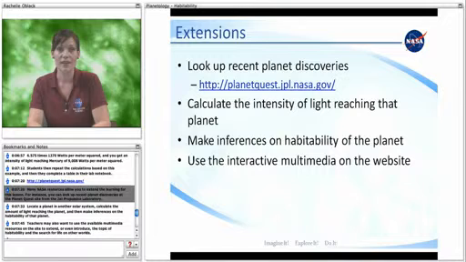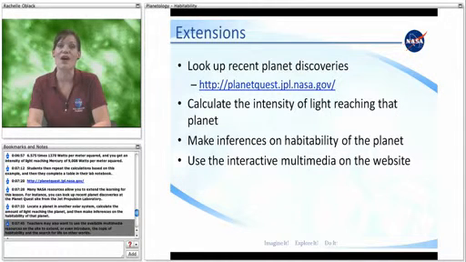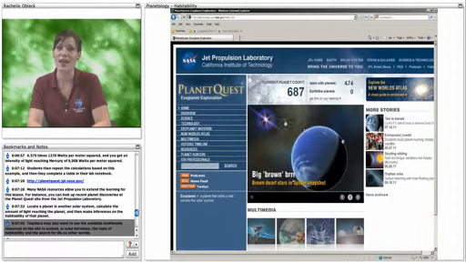Many NASA resources allow you to extend the learning for this lesson. For instance, you can look up recent planet discoveries at the Planet Quest site from the Jet Propulsion Laboratory. Locate a planet in another solar system, calculate the amount of light reaching the planet, and then make inferences on the habitability of that planet. Teachers may also want to use the available multimedia resources on the site to extend or even introduce the topic of habitability and the search for life on other worlds.